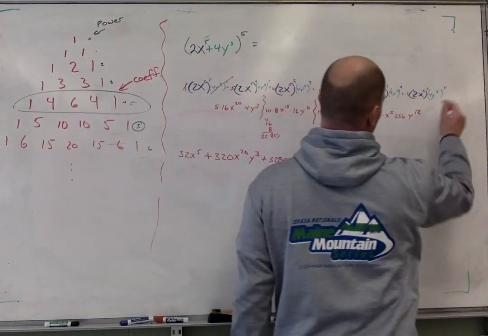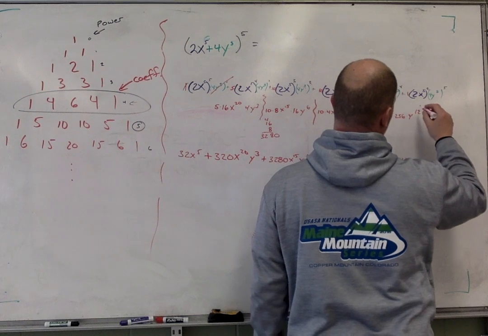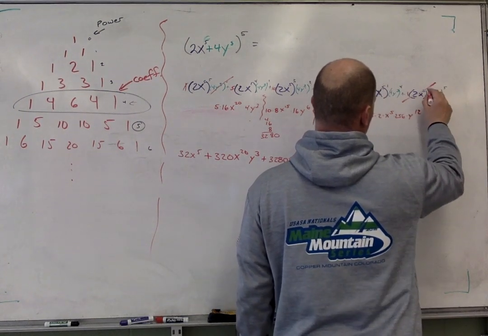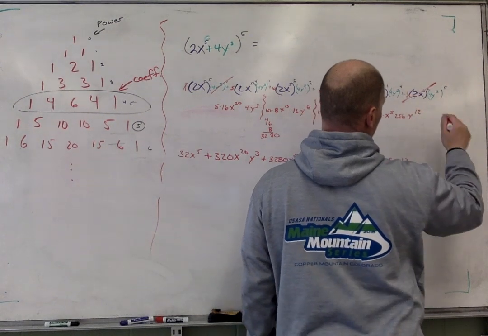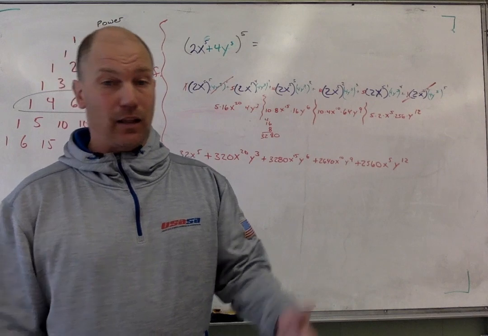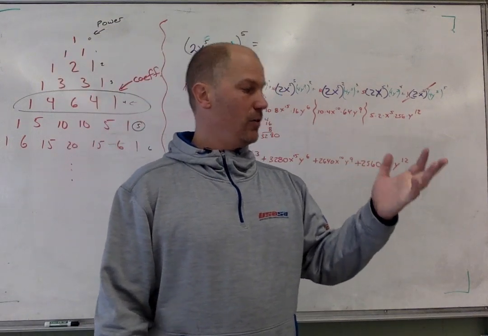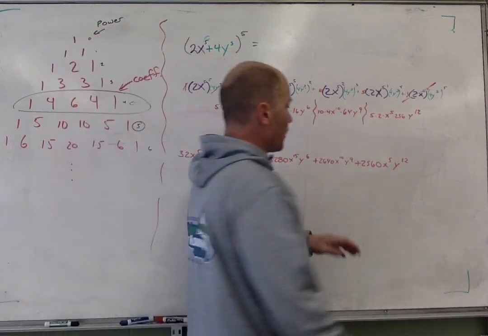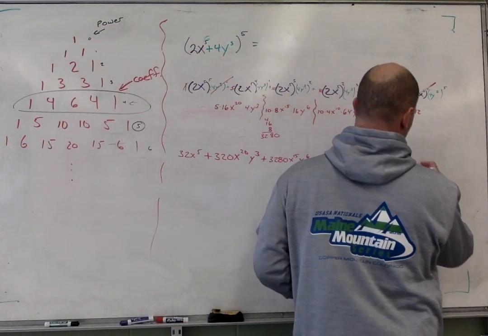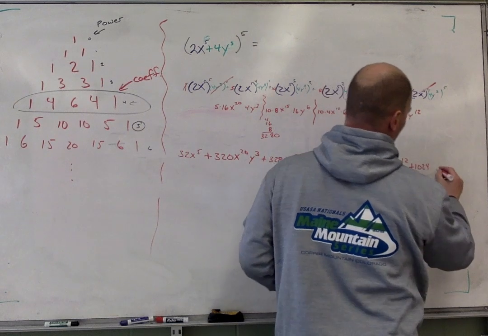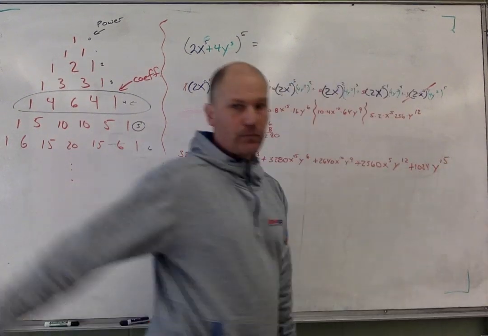And then we'll do the last term, and this last term is luckily the easiest. This one is 1, because anything to the 0 is 1. 4 to the 5th, that's the same as 2 to the 10th. 2, 4, 8, 16, 32, 64, 128, 256, 512, 1024. So this is plus 1024. Y cubed to the 5th is y to the 15th.